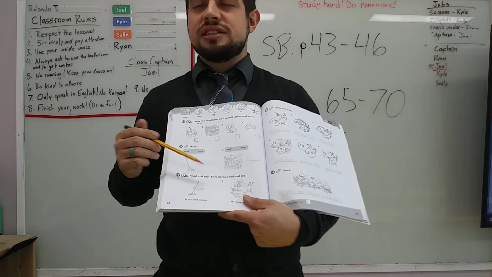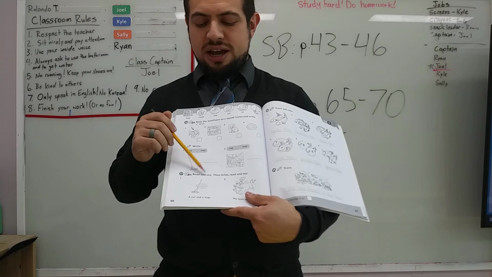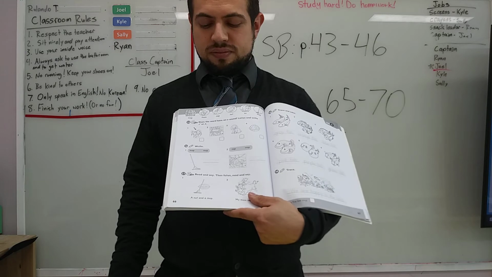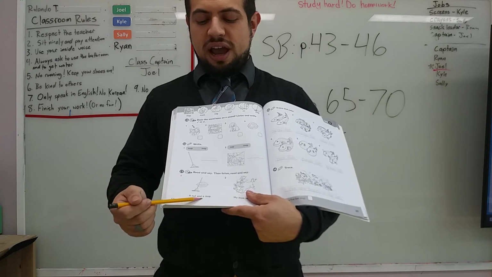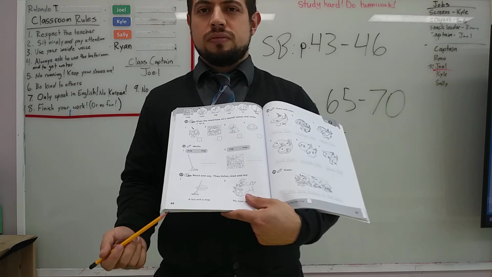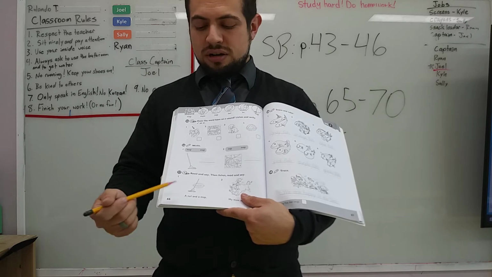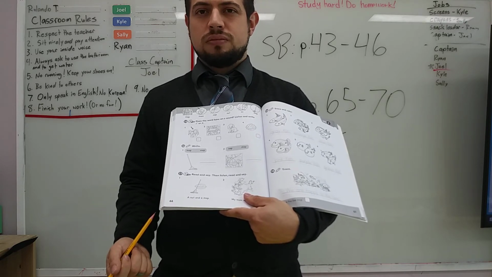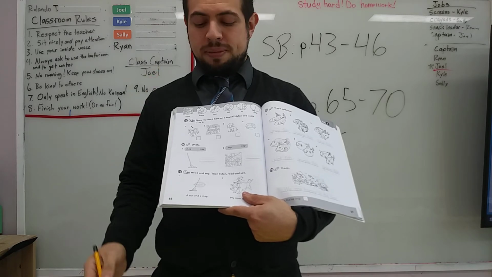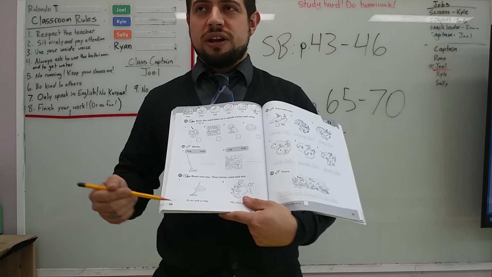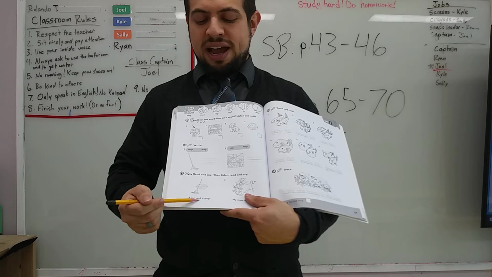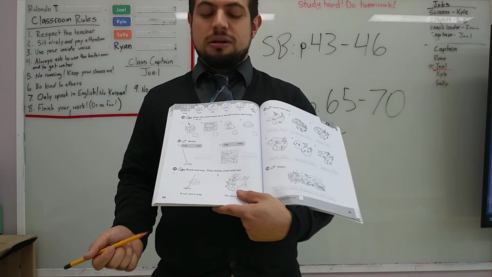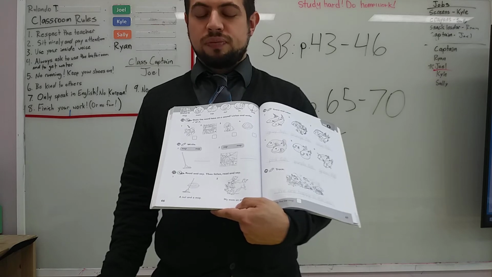Let's read and say. Number 1. A nut and a mop. Let's say it again. A nut and a mop. Let's do it one more time. Make sure you're repeating after me. A nut and a mop. Good job. Let's go on to number 2.